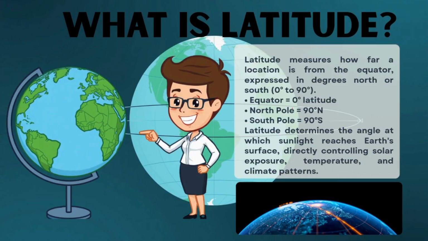Now coming on to the next slide, what is latitude? You might have studied this in your previous classes also, my dear students. Latitude is the distance of a place from the equator, measured in degrees. This is the equator, and the equator is at 0 degrees. Latitude determines how much solar energy a place receives.